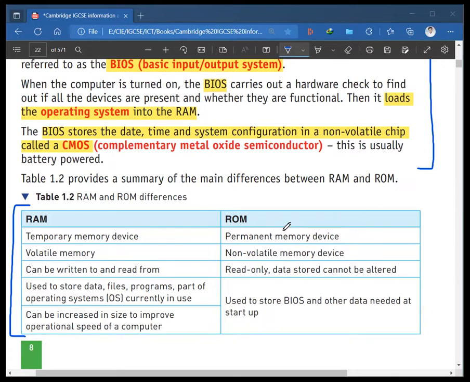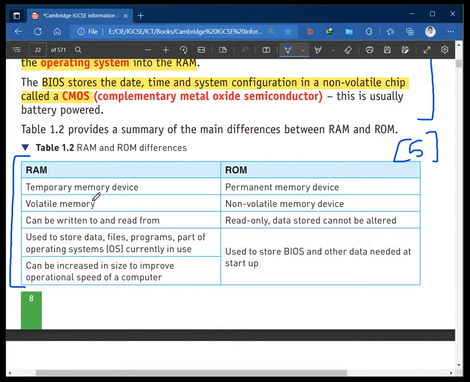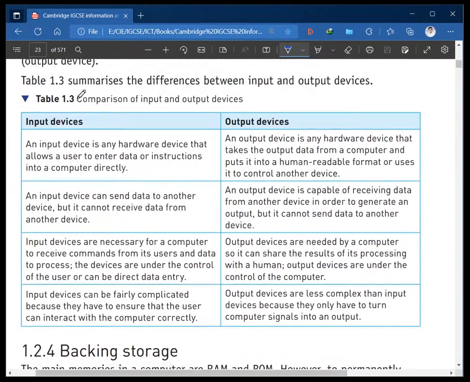Yeah, you need to remember this table. It's for 5 marks. Can you show the table once again? Now I'm going to upload this book. You have to download it after class. Okay, next thing is input versus output devices. Again, this is important. 5 marks.